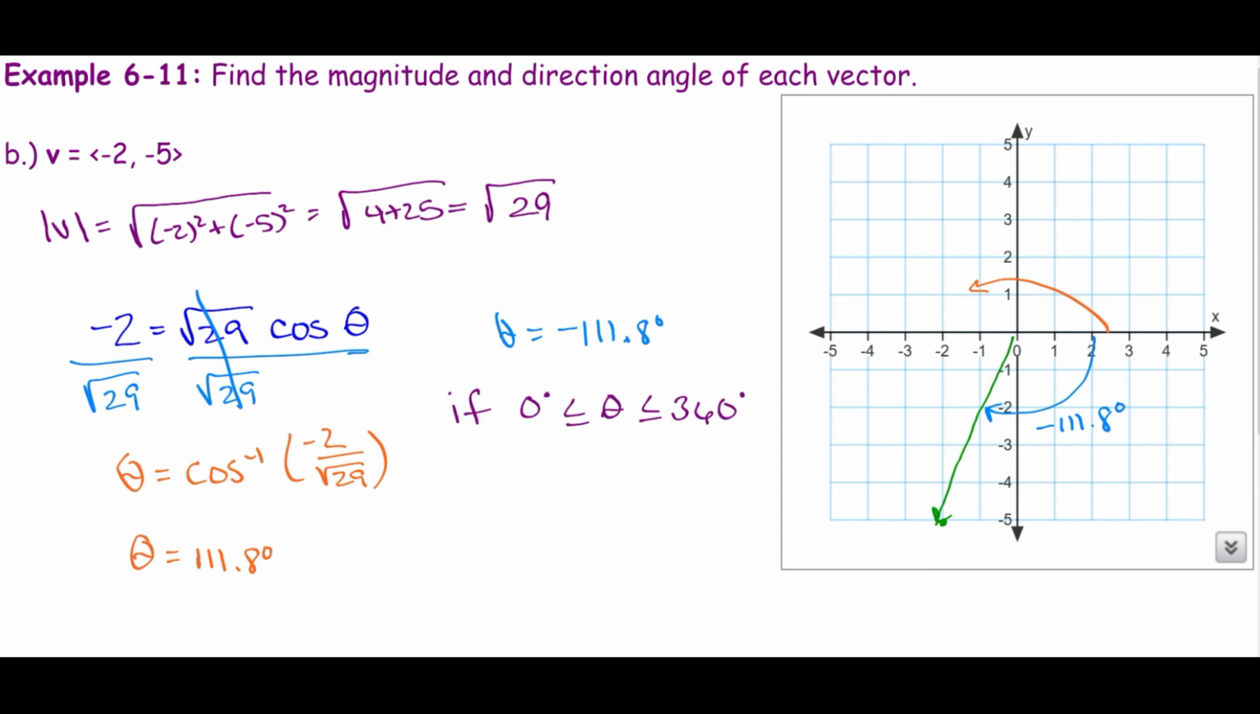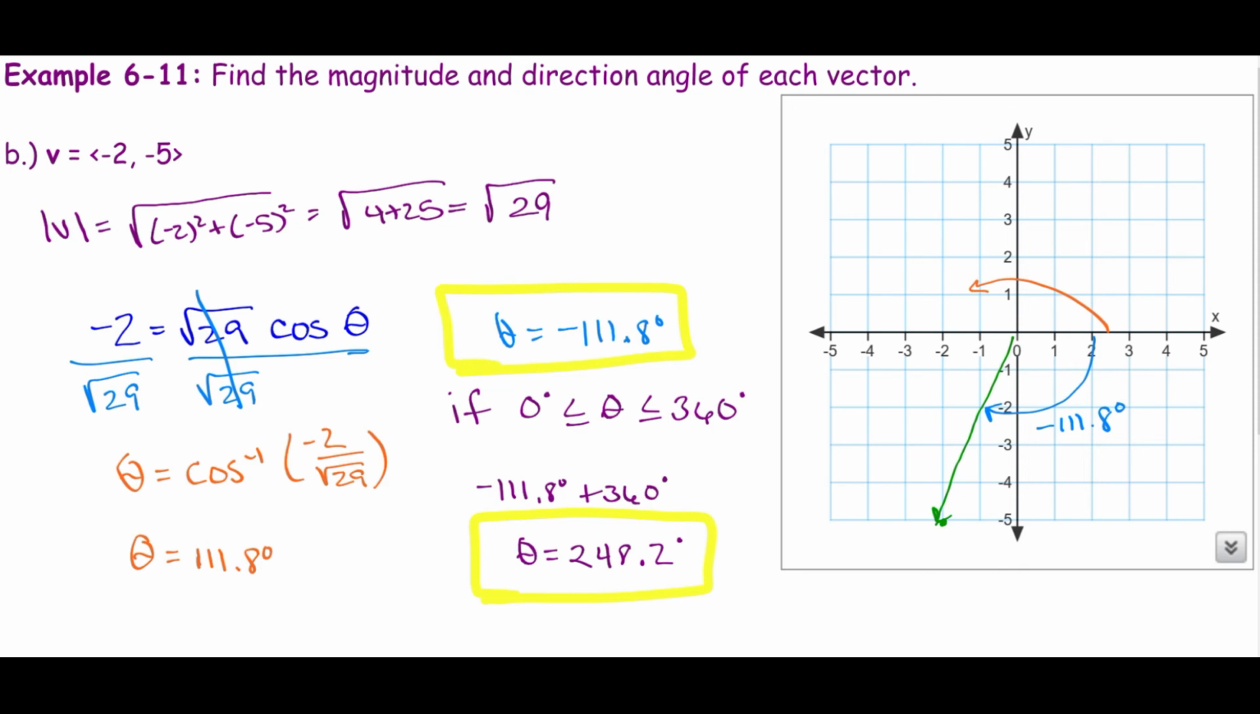So theta is negative 111.8 degrees. Again, if theta is restricted to be between 0 and 360 degrees, and we have a negative rotation here, we're just going to add a whole circle. So negative 111.8 plus 360. So theta is 248.2 degrees. And again, remember, both of these are correct answers for theta. They're both rotations that would get me into quadrant 3. So it just depends on any restrictions. If there's no restrictions given on theta, you can give the negative 111.8. If you're restricted to theta has to be between 0 and 360, then you would need to do the 248.2 degrees.